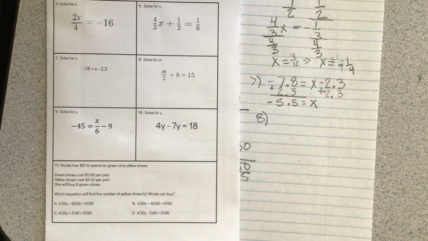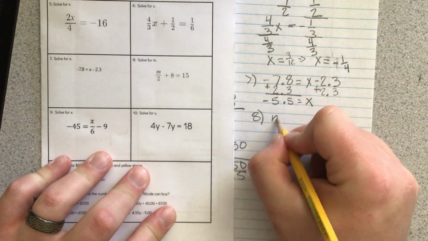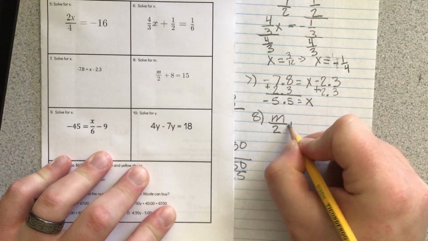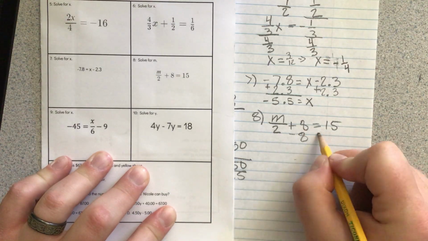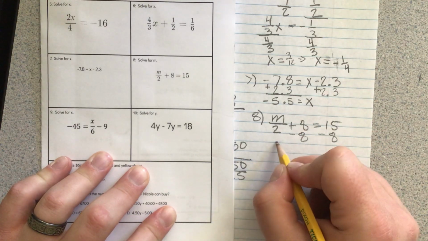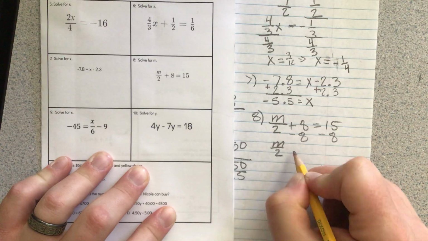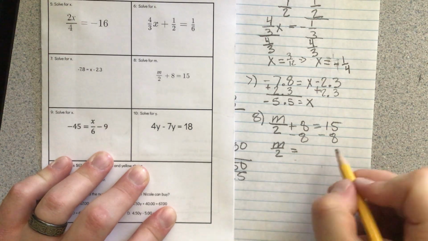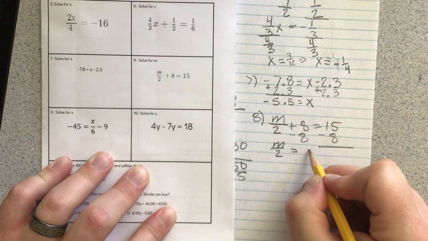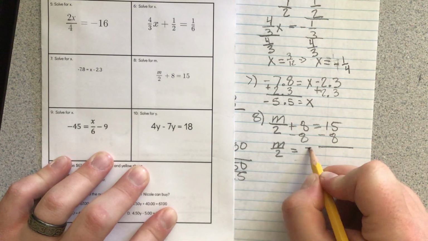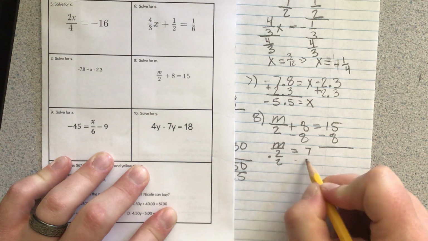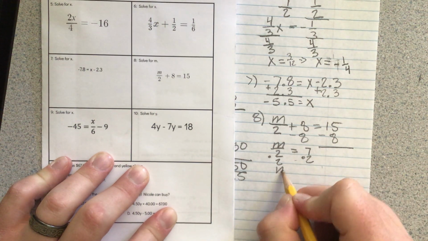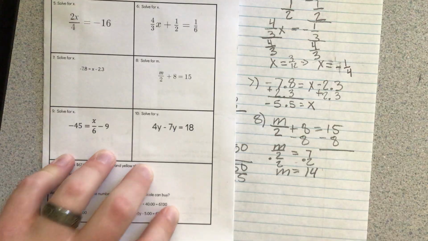Number 8. Solve for m. M divided by 2 plus 8 equals 15. First thing I need to do is subtract 8 on both sides. M divided by 2 equals 15 minus 8, which is 7. In order to get rid of this 2, you need to multiply both sides times 2. M is going to equal 14.